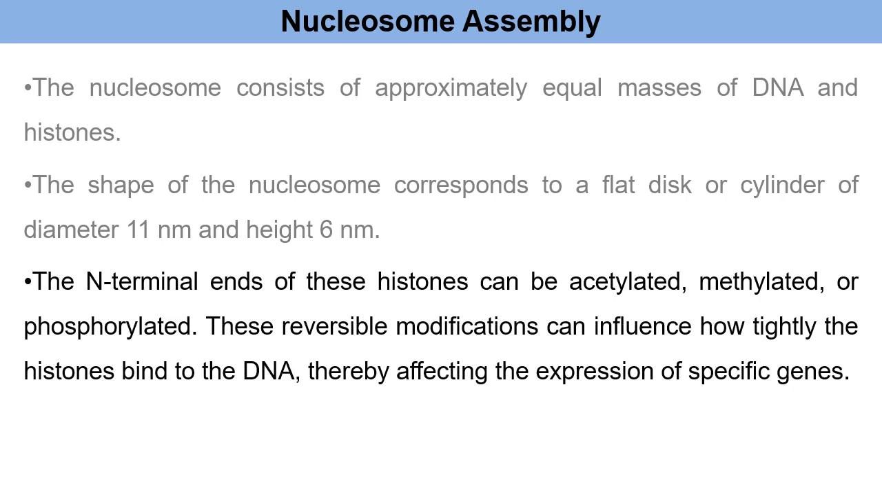Another important point is that the N-terminal tails or the N-terminal ends of these histones not only provide a guide for the DNA strand to wrap around those histones, but can also undergo modifications such as acetylation, methylation and phosphorylation. These reversible modifications can influence how tightly the histones bind to the DNA, thereby affecting the expression of specific genes via chromatin remodeling.